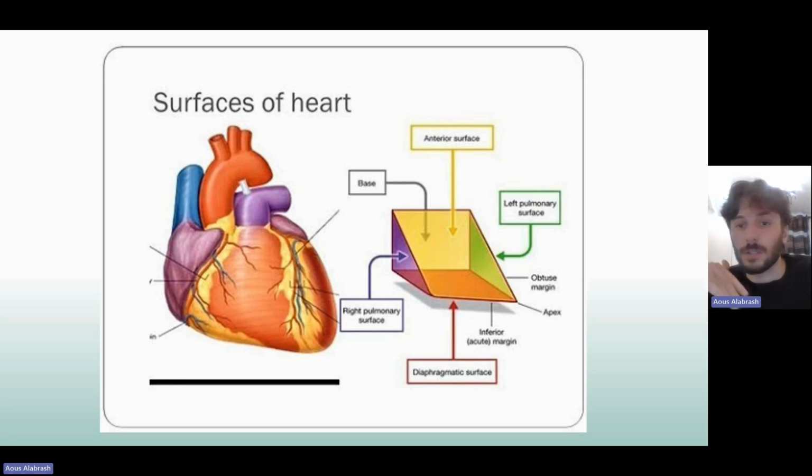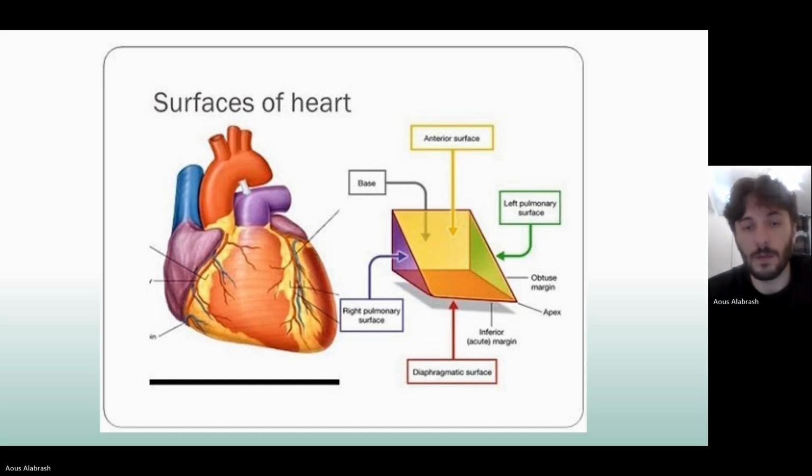Then we have the inferior surface, which you can also name the diaphragmatic surface. It's directed downwards, and it's formed mainly by the left ventricle. Then we have the left and the right pulmonary surfaces. The left is formed mainly by the left ventricle as well. However, the right is formed by the right atrium superiorly and the right ventricle inferiorly.